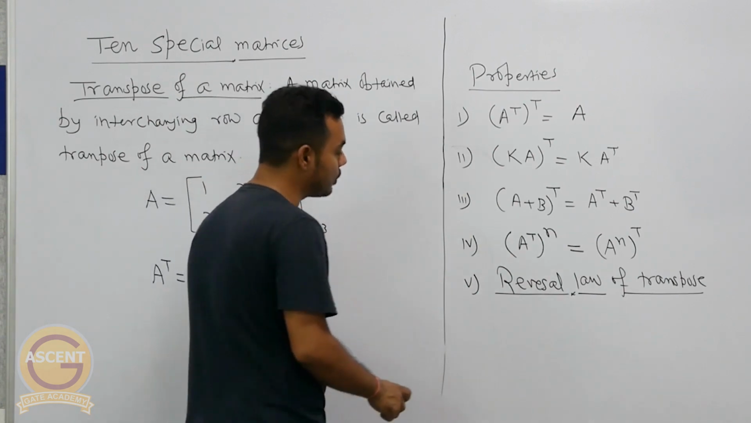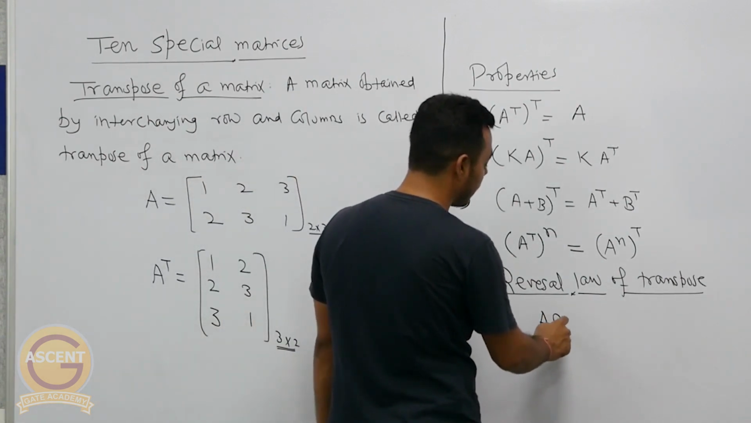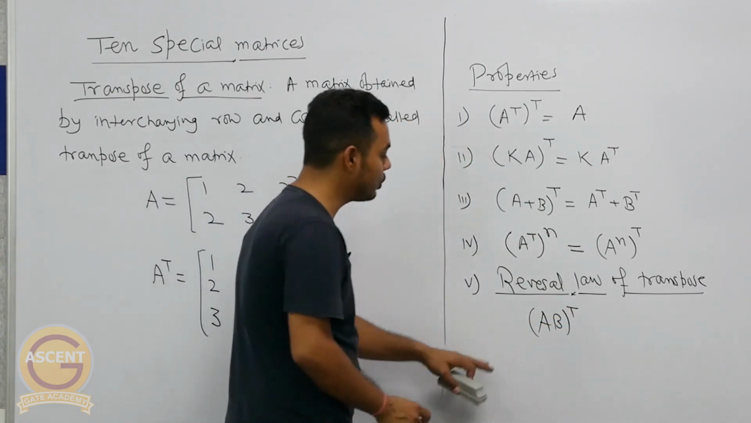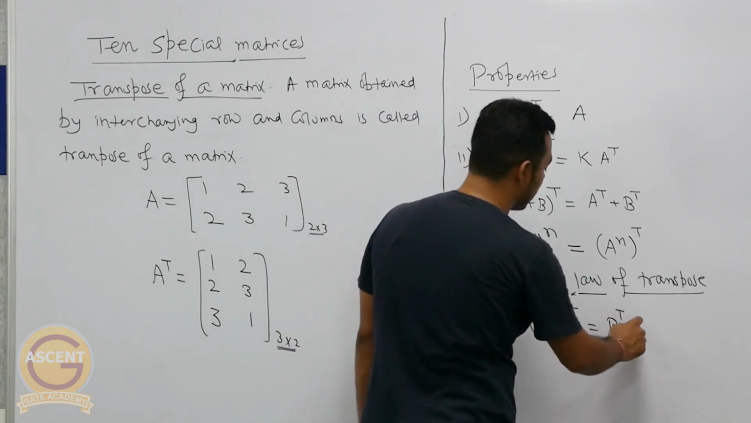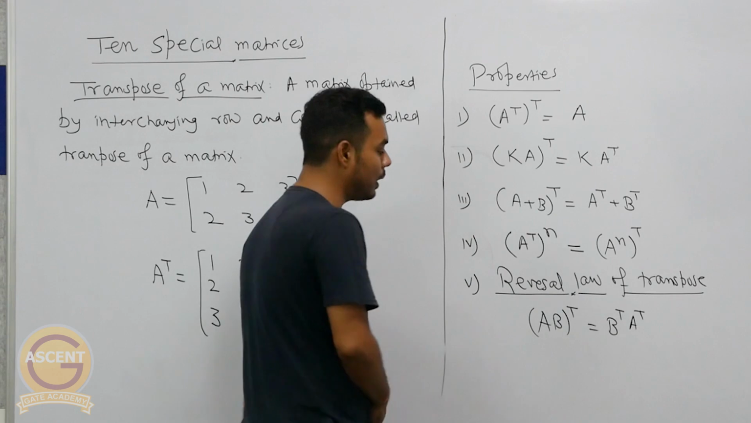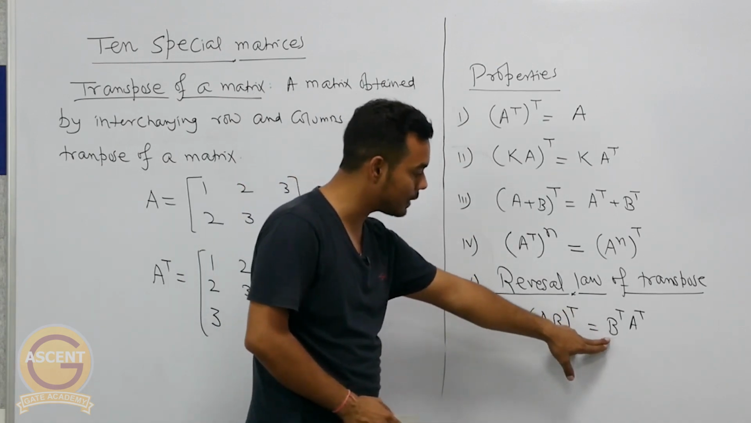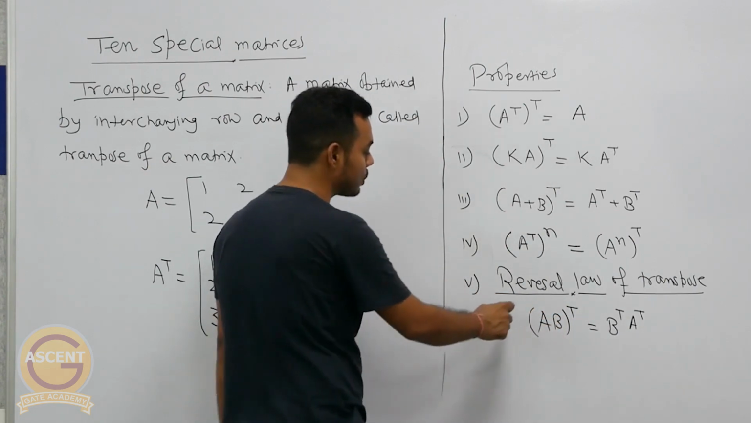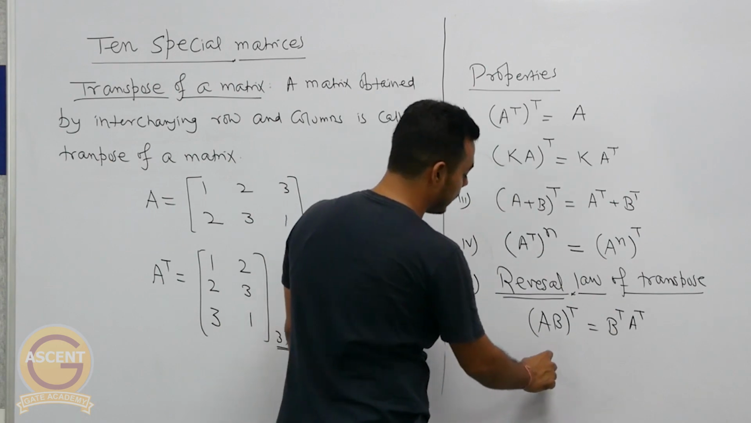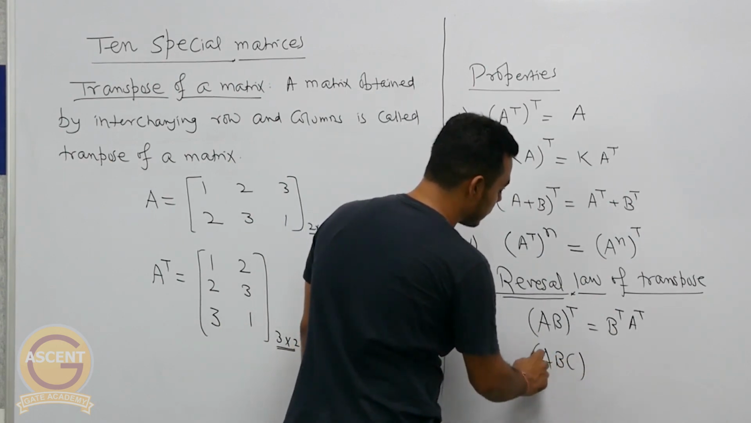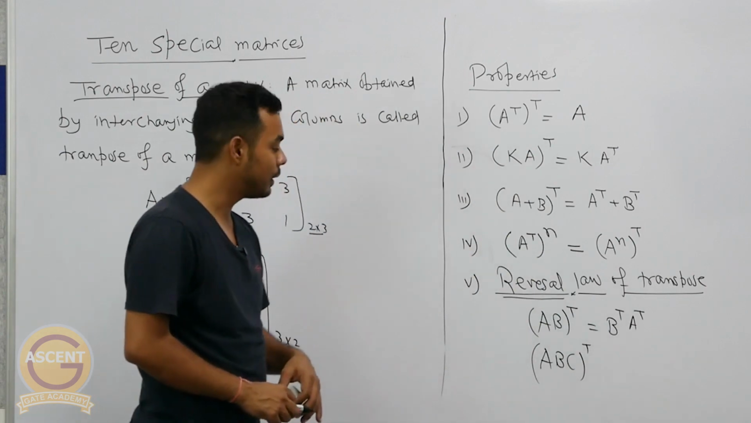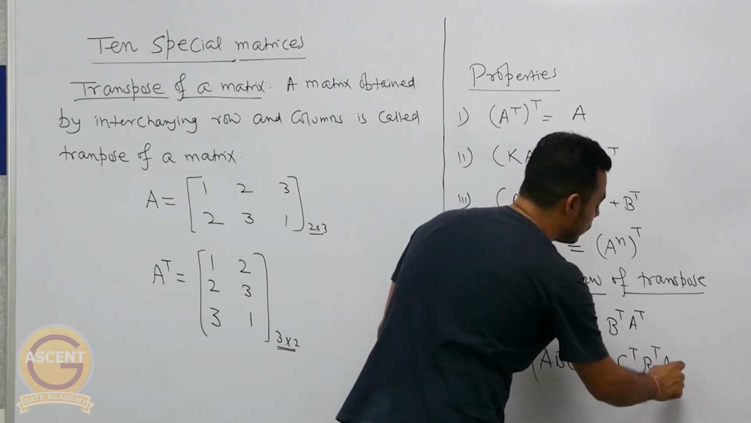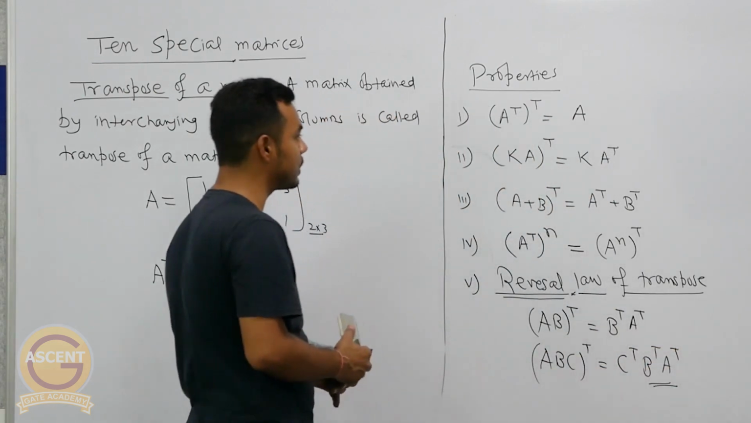So the reversal law of transpose is, suppose I have 2 matrices A and B and you want to calculate the transpose of the product of these 2 matrices. So AB transpose will be nothing but B transpose into A transpose. If you want to take transpose separately, then you have to change the order, and therefore it is called reversal law. You can extend this property for any number of matrices. Suppose I have 3 matrices A, B, C, then I can write ABC transpose as C transpose into B transpose into A transpose.